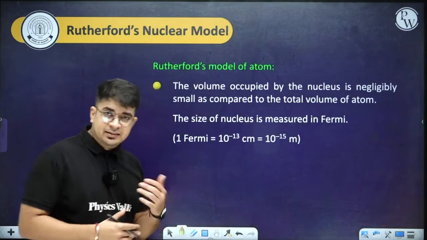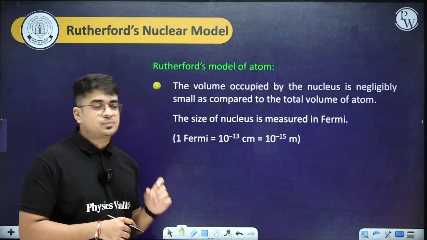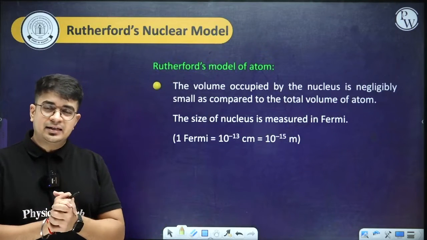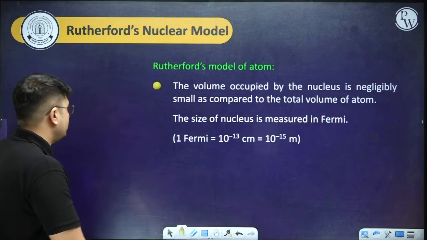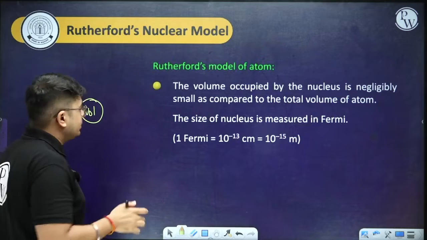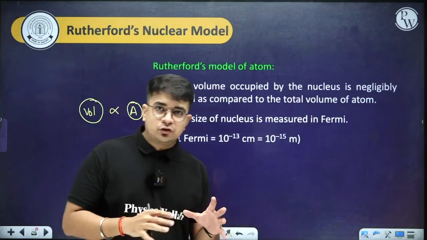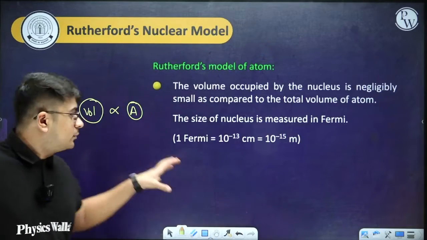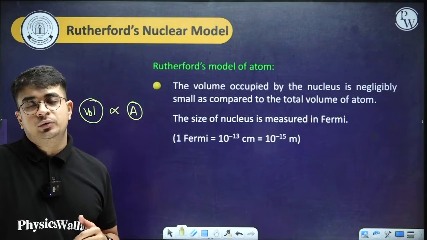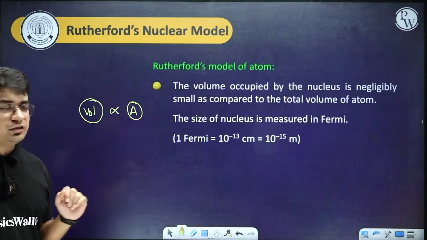Now the next thing which he tried to explain is that the volume occupied by the nucleus is negligibly small as compared to the total volume of the atom, and he simply said that there is a specific relation. The volume of the atom depends upon the mass number, because the entire part was working around mass. So we can say the volume is approximately directly proportional to the mass. As the mass of the atom increases, its volume goes up. That was the basic idea related to this particular model.